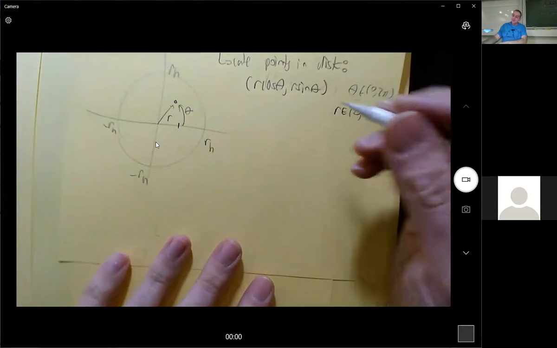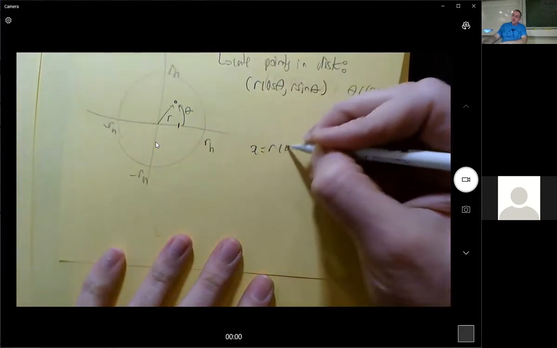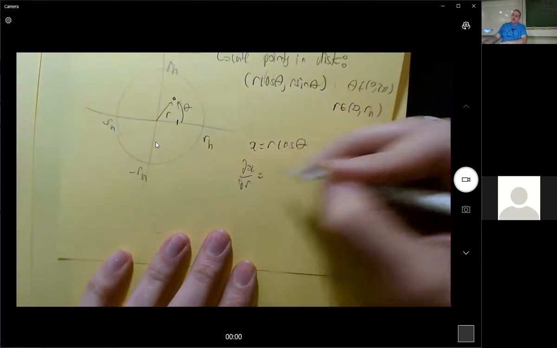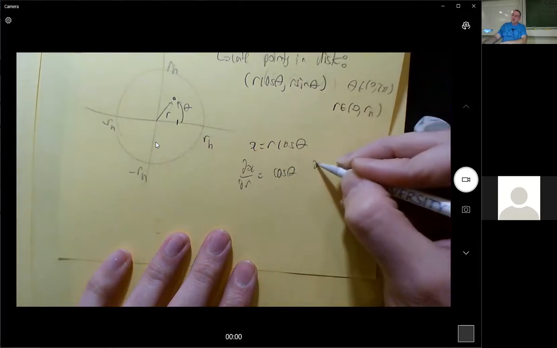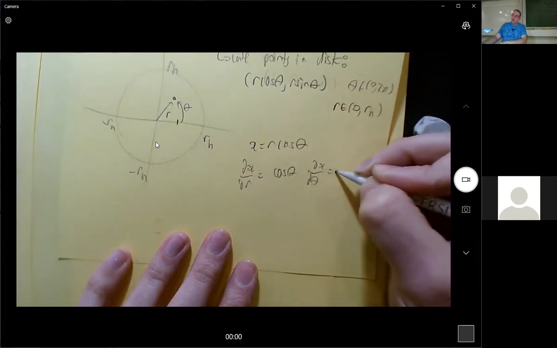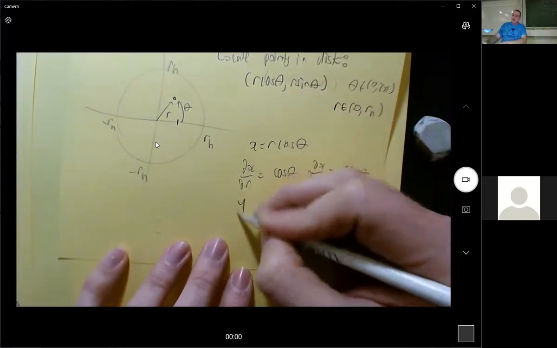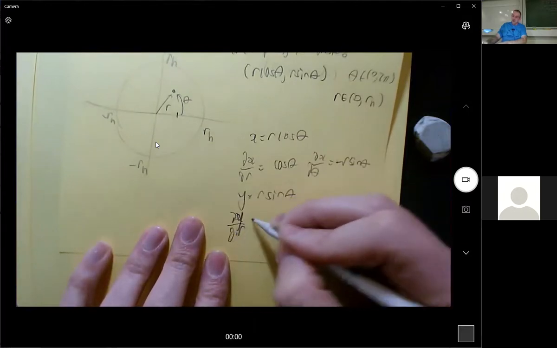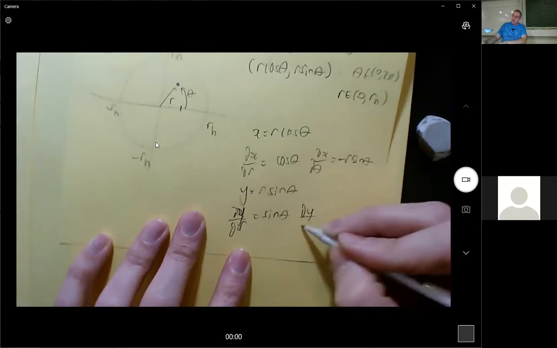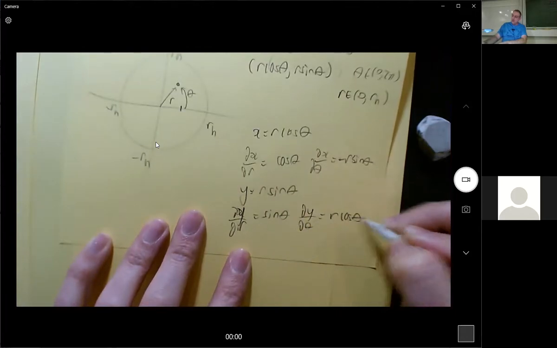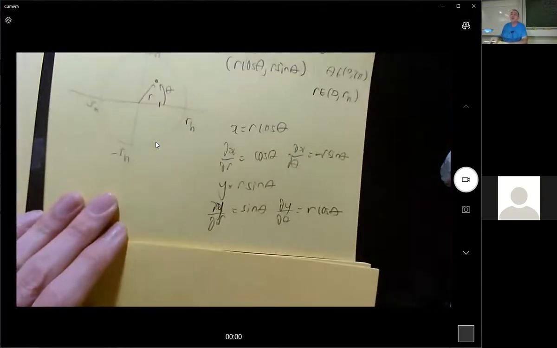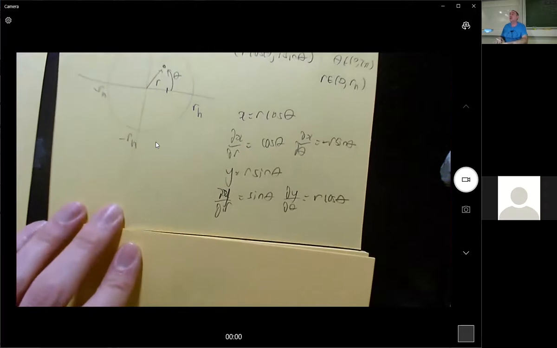So I know that x is r cos theta, which means that dx on dr is cos theta and dx on d theta is minus r sine theta. And I know that y is r sine theta, so dy on dr is sine theta, and dy on d theta is r cos theta. I believe you're allowed to shortcut this and just skip to the answer for this particular parameterization, but I can never remember it, so I just want to show where it came from.